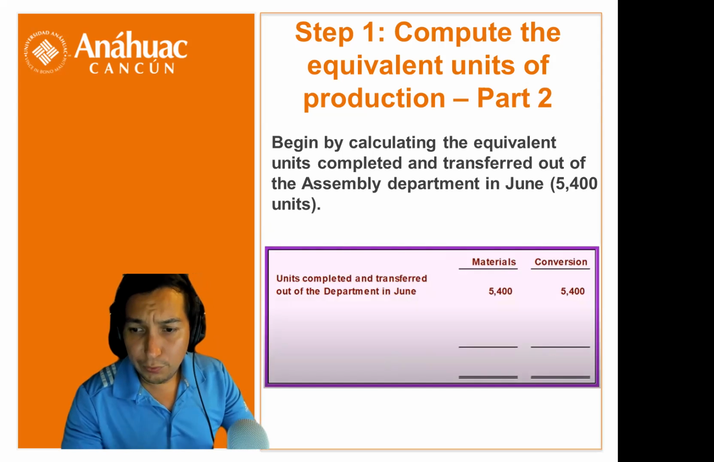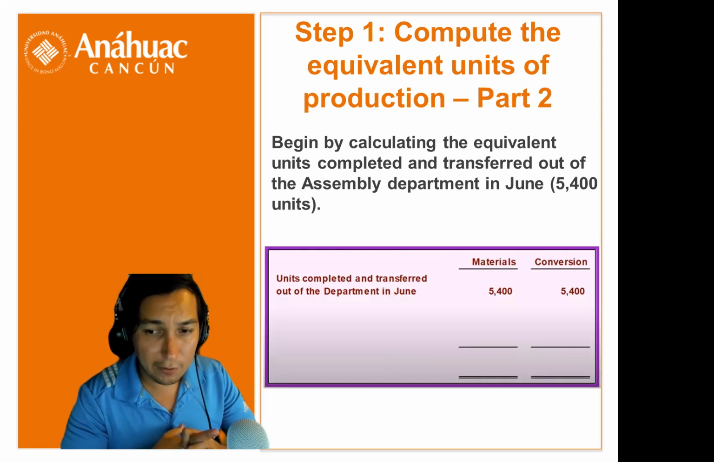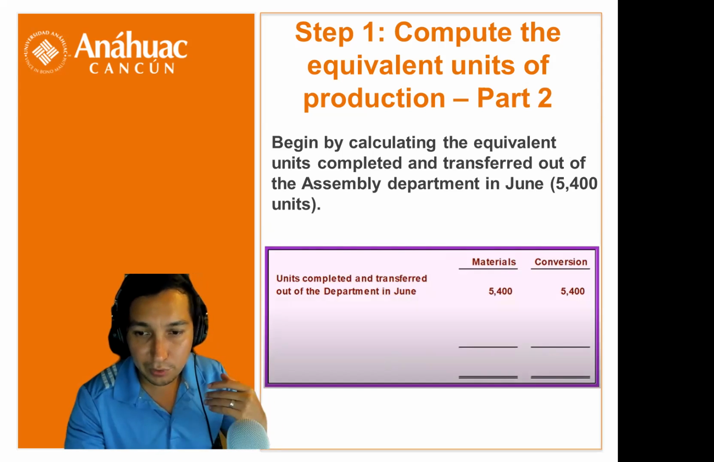So what we want to do is figure out our equivalent units of production, and we always start by computing the ones that are actually completed and transferred. We know those ones for sure.